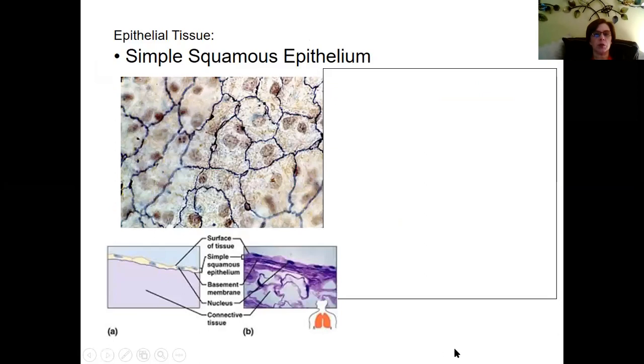All right, so here we go, simple squamous. I have my two views here. This is my top view. This is a top view. This is a side view. And you can see how that top view and the side view look very, very different. So this diagram at the bottom shows me my apical surface. It says surface of the tissue. It shows me the basement membrane. It says that the blue here are nuclei, and this is all written out. And then this is my connective tissue.